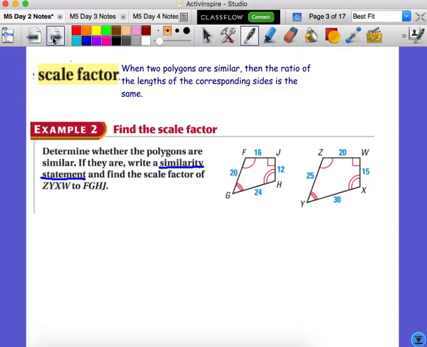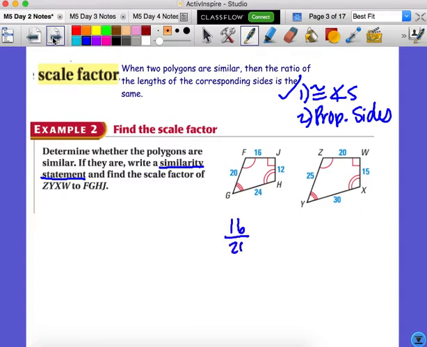So, looking at what we know, remember we have two things that have to happen. We have to have congruent angles, and we have to have proportional sides. So if I look at the angles, F is congruent to Z, J is congruent to W, all the way around. So I have the first part of this. All of my angles are congruent. So now I need to test, are my sides proportional? Is 16 over 20 truly equal to 12 over 15, which is also equal to 24 over 30, which is also equal to 20 over 25?